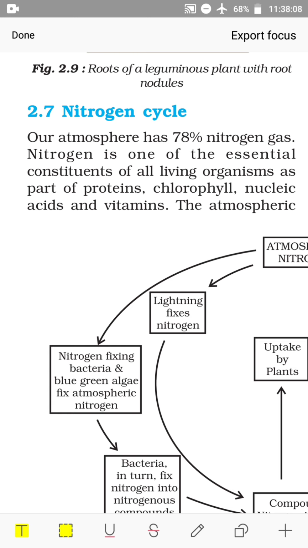Nitrogen is present in abundance in the atmosphere, though it cannot be utilized by the plants or animals directly from the atmosphere. So our atmosphere has 78% nitrogen gas. Nitrogen is one of the essential constituents of all living organisms as part of proteins, chlorophyll, nucleic acids, and vitamins.